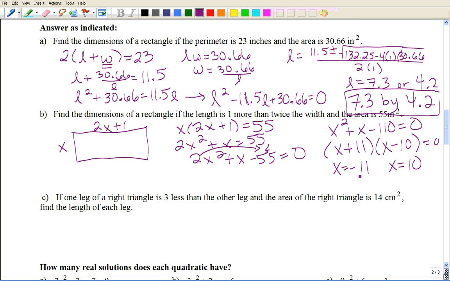But if we were to plug those back in, thinking that this is the dimensions of a rectangle, we would have a length of negative 11 if we chose this one, so we cannot include that one. Therefore, we need x to be 10. So if x is 10, then for the width, the length is 2 times 10 plus 1, which is 21. So I have a rectangle that is 10 by 21.